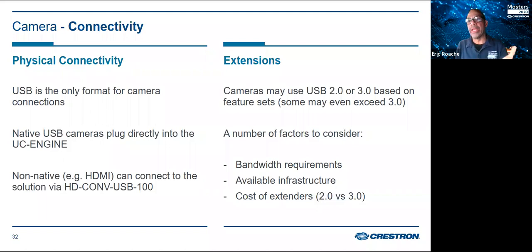The camera may not work to spec in that case. It may still work, but maybe the resolution is dropped down. There could be some other factors there. You always want to consider bandwidth when you're using, especially USB cameras, because the bandwidth that camera uses can be significant. You want to make sure that your infrastructure can support it, both in terms of the USB infrastructure and the network infrastructure.